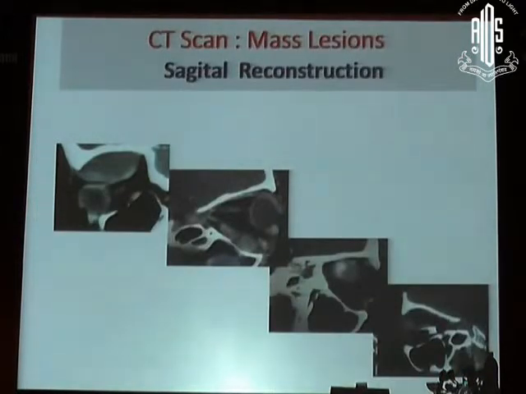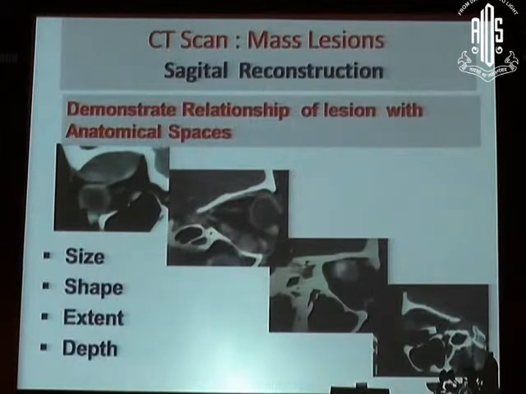Sagittal reconstruction, besides information about the size, shape, extent and depth of the lesions, gives you the demonstrated relationship of the lesion with anatomical spaces: whether the lesion is in the subperiosteal space, whether it is in the peripheral surgical space, whether it is in the central surgical space, or whether the foreign body is deep down in the orbit. So it can clearly show us the depth of the lesion.